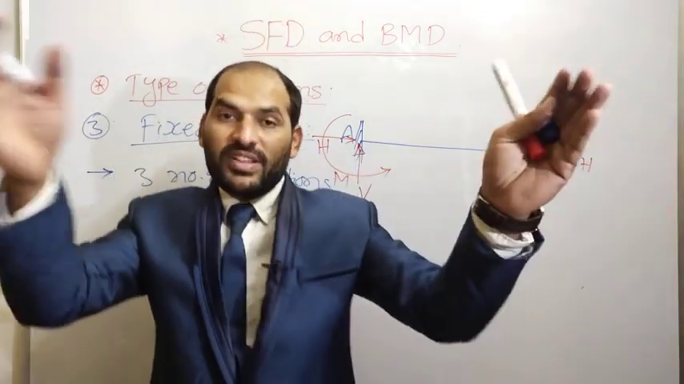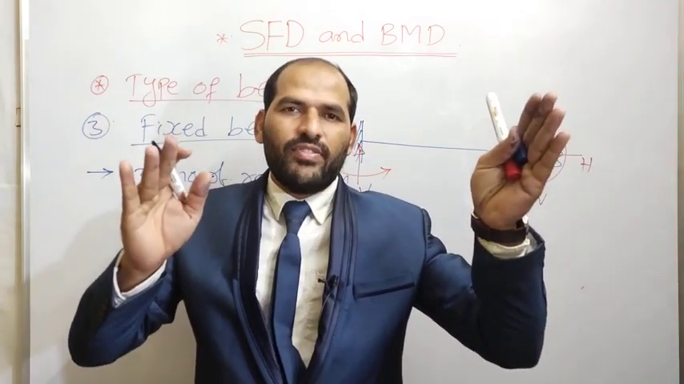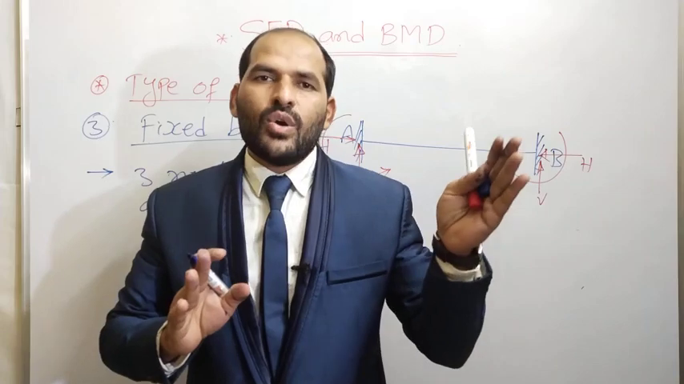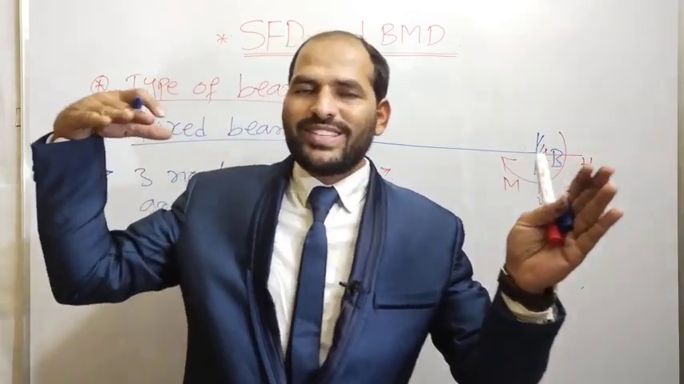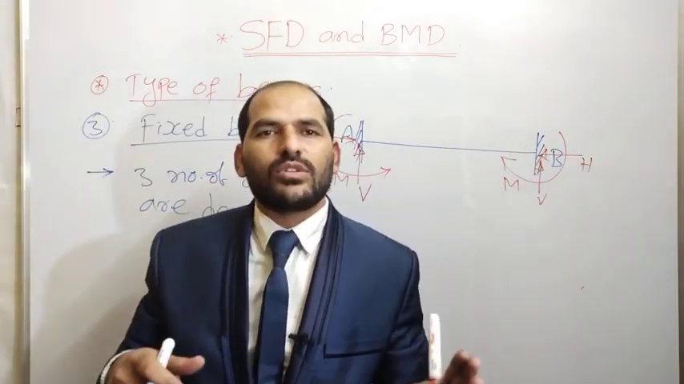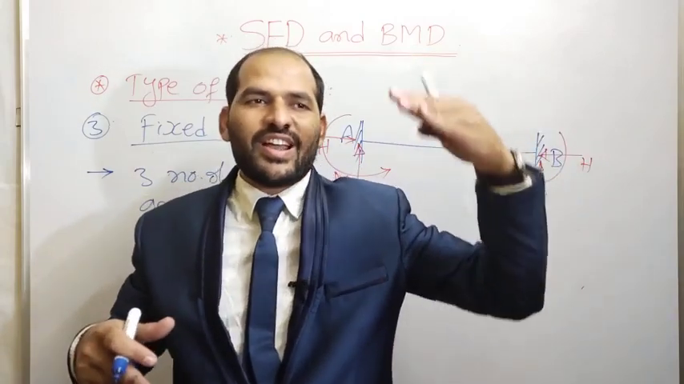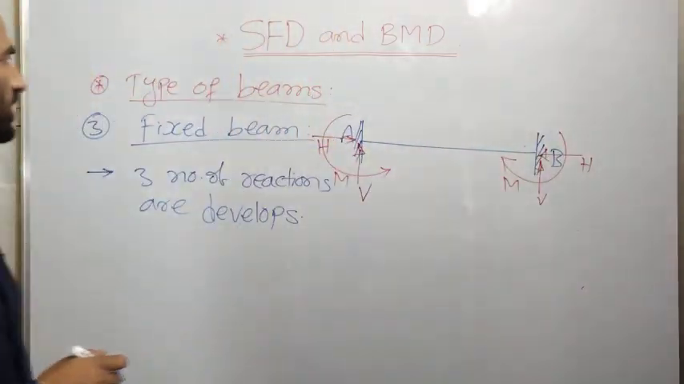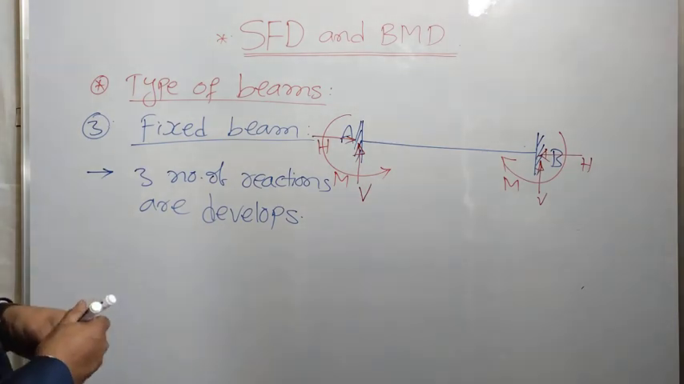In the fixed beam, this side is fixed, and this side is also fixed. This side has three reactions, and this side has three reactions. One is a vertical reaction, one is horizontal, and one is a moment. This side also has one vertical reaction, one horizontal reaction, and one more moment. Totally, six reactions develop in a fixed beam.